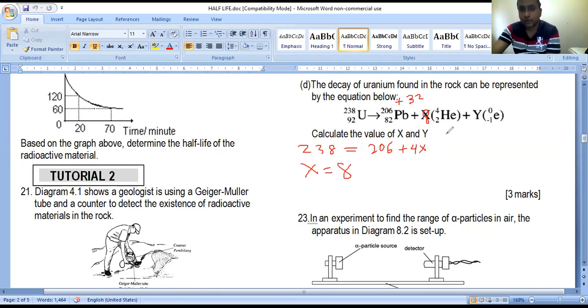And then for the other one, 92 equals 82 plus, you already put 8 there, 8 times 2, 16, minus y. So y will be 82 plus 16 minus 92.